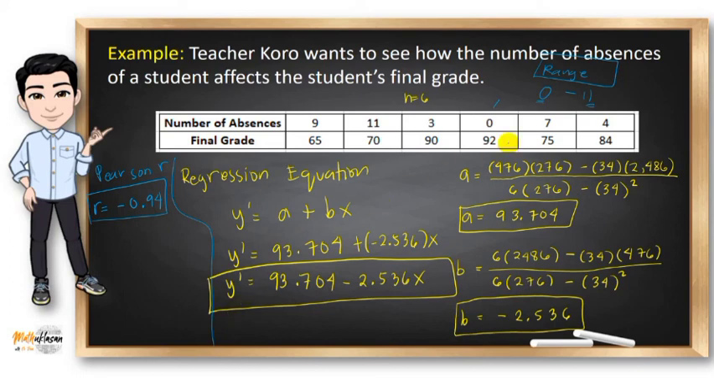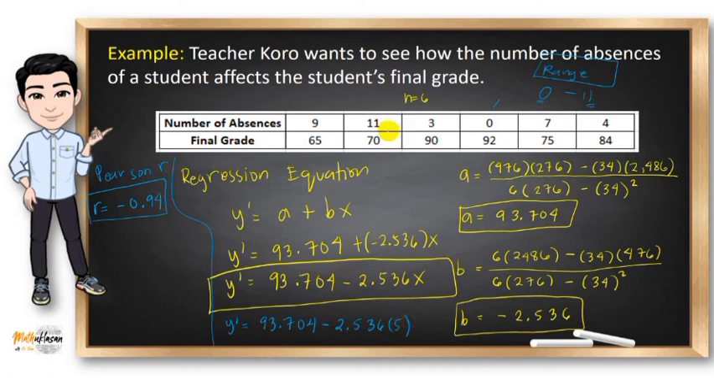At kung mapapansin ninyo, wala ditong 5, di ba? What if 5 yung number of absences ng student? Ano yung possible na final grade niya? So, using the regression equation, pwede nating ma-predict yung possible value ng y based dun sa sample size natin. So, dito, magiging y prime lang equals 93.704 minus 2.536 at yung value ng x natin ay 5.